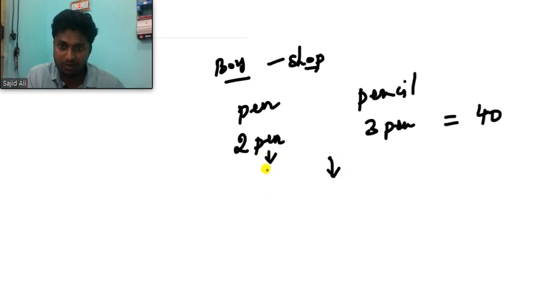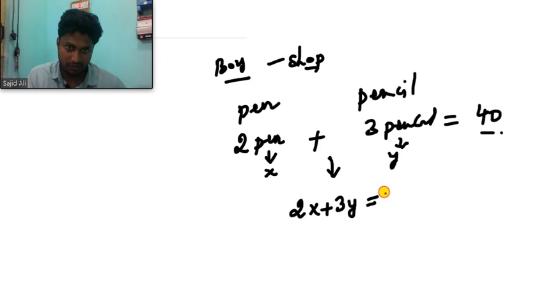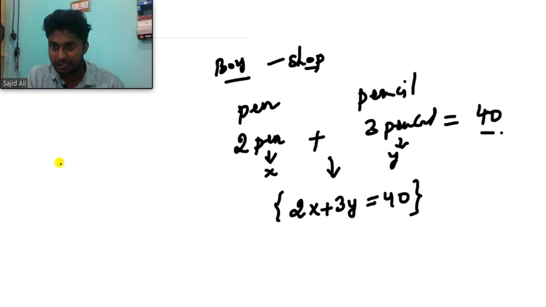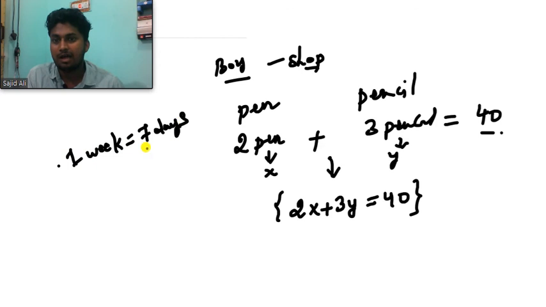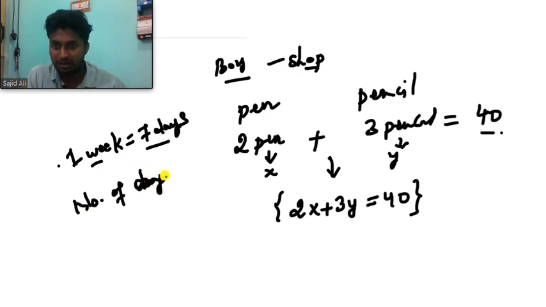So we can assume the number of pens as x, and the number of pencils as y. So both together the cost is 40. So we can write it as 2x plus 3y is equal to 40. So this is how we can utilize them. Now we know that in 1 week, we have how many days? We have 7 days. So if I ask you to find the number of days, sorry, not weeks, number of days in 10 weeks. So how are you going to write that?